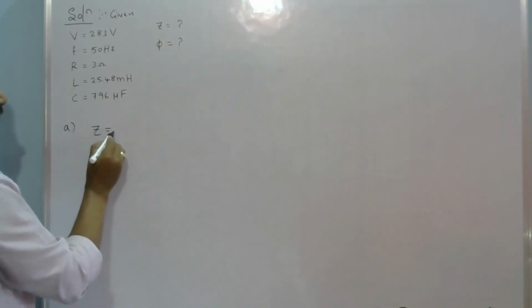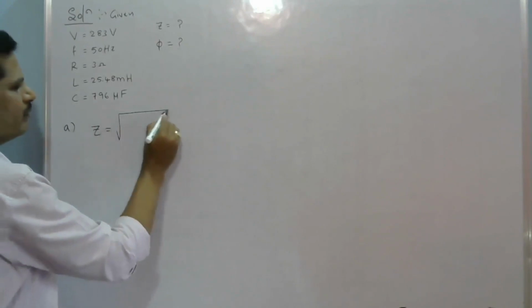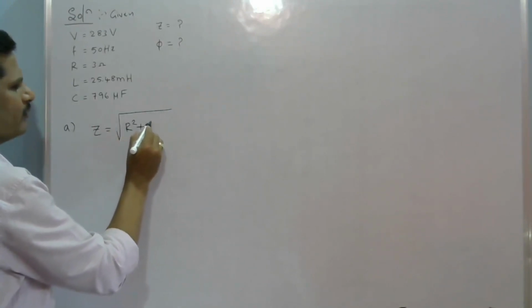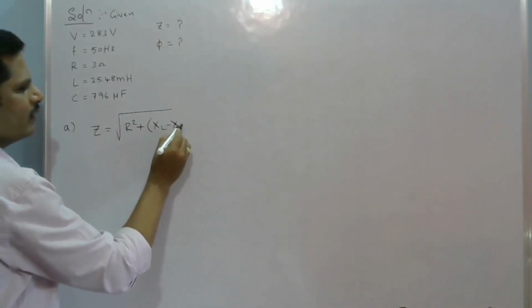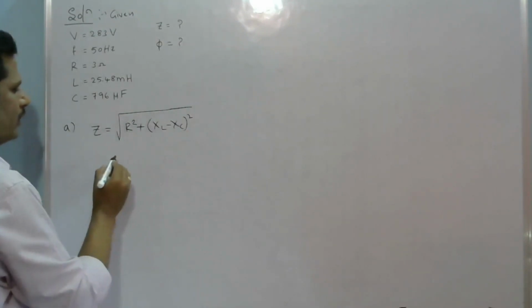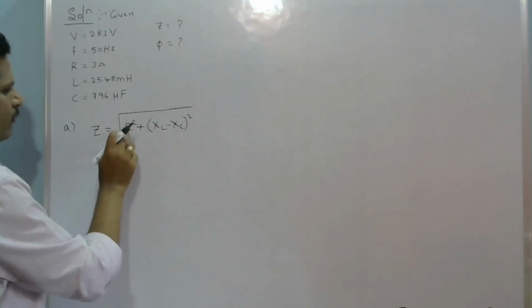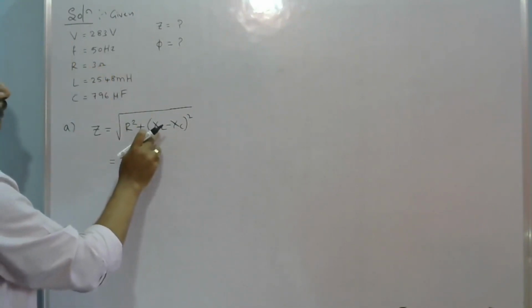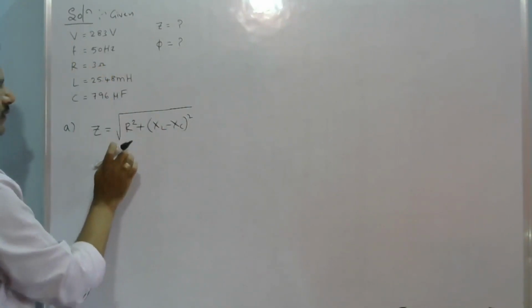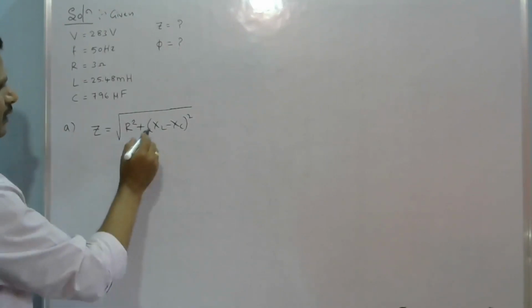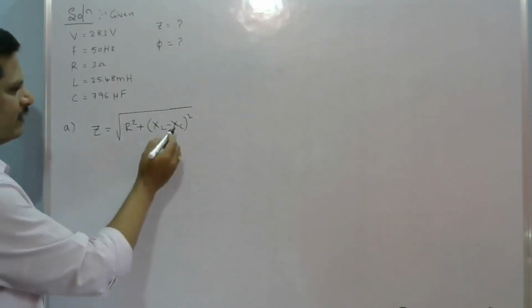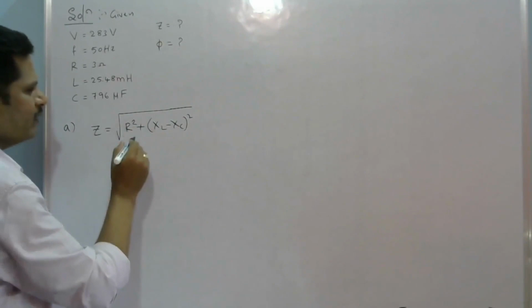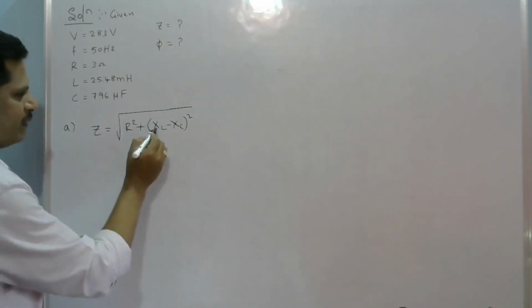So the impedance Z, we know, equals the square root of R square plus (XL minus XC) whole square. Now we know the resistance, but we don't know XL as well as XC. Here XL means the inductive reactance and XC means the capacitive reactance. We need to find these to get the impedance. So let me find out XL first.